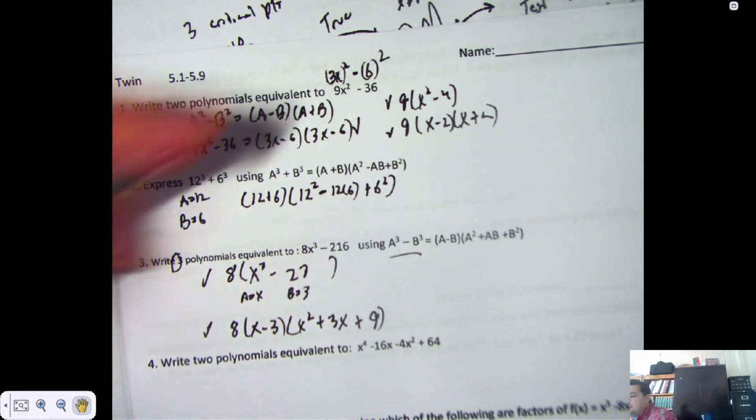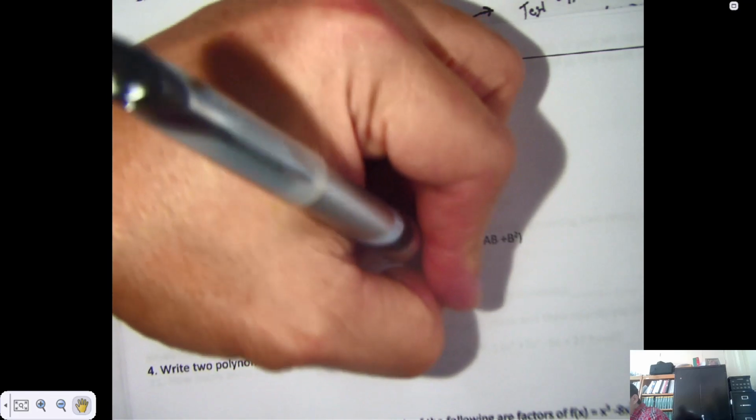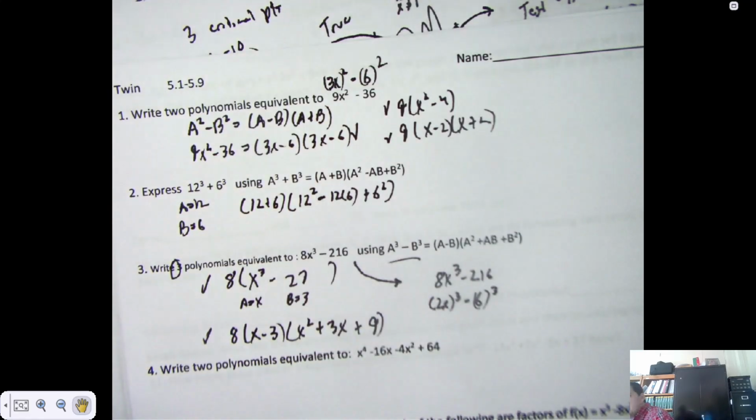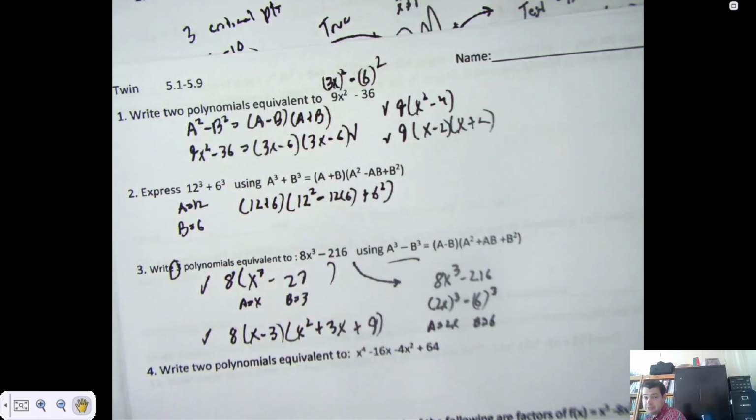Now, there's another way to do this problem. If you look at it originally, and you know your cubes, this is a 2x that's cubed, take away a 6 that's cubed. So you could have just gone ahead and factored it from the get-go where a was 2x and b was 6. It's not a complete factorization, but it's close.